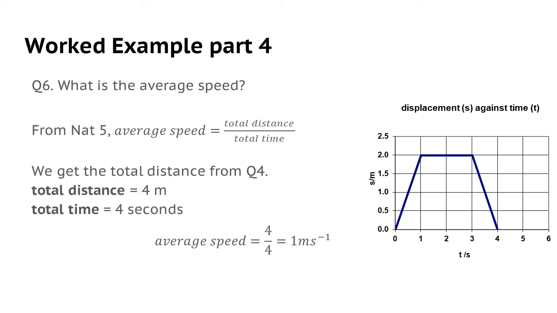I suppose you could be asked for the average velocity as well. Remember, the difference would be that the velocity would be the displacement divided by the time. Now the displacement is 0. So therefore the average velocity is actually 0.